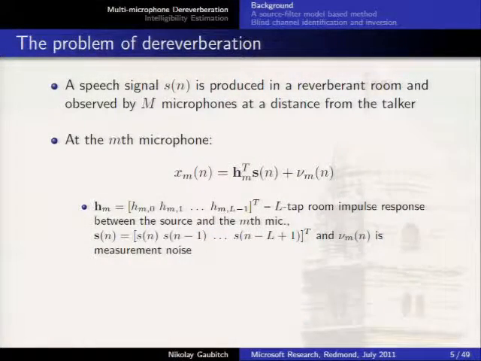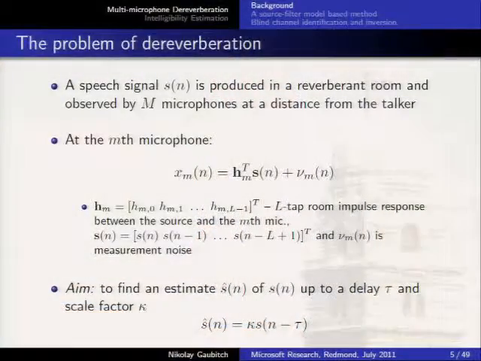We have this speech signal S of n produced in some reverberant room, and it's observed by a bunch of microphones, and the talker is at some distance from the microphone array. We formulate this as: the observed signal at the microphone is the convolution between the speech signal and the room impulse response, plus some additive noise. And the aim of the dereverberation is to find some estimate of the speech signal S, possibly delayed or attenuated. It's not a problem.